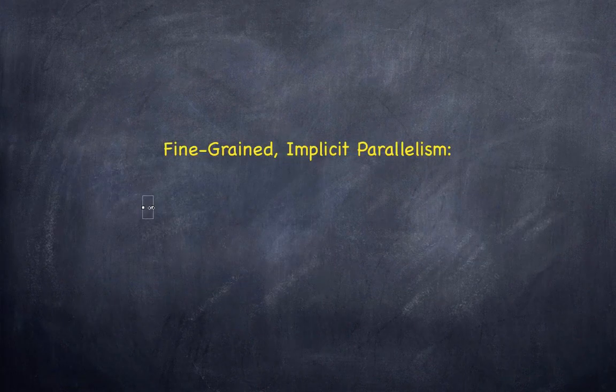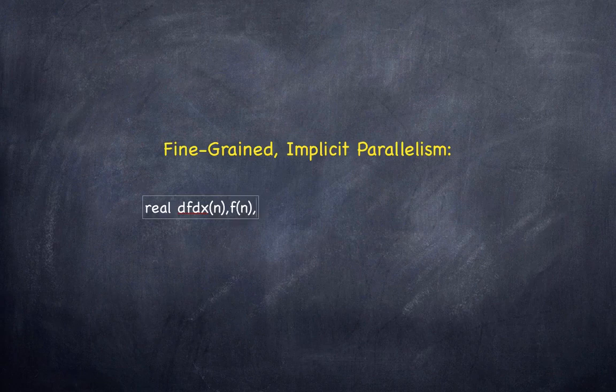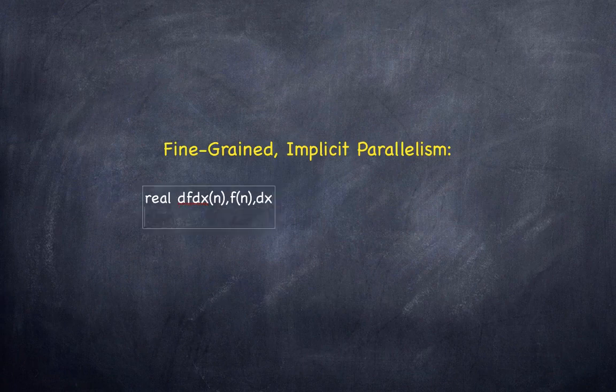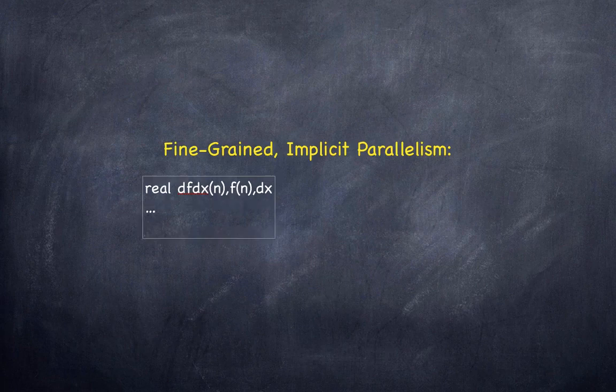Now let's look at a more fine-grained and implicit form of parallelism that's built into Fortran since the Fortran 2008 standard, which was actually published in 2010. It's referred to as do concurrent. And let's imagine that we're going to approximate the derivative of a real function sampled at n points. And we have one array holding the approximations to the derivative and a second array holding the function itself. And the endpoints are spaced a distance dx apart. We'll imagine that somewhere in between the declaration and the do concurrent, we initialize the data.